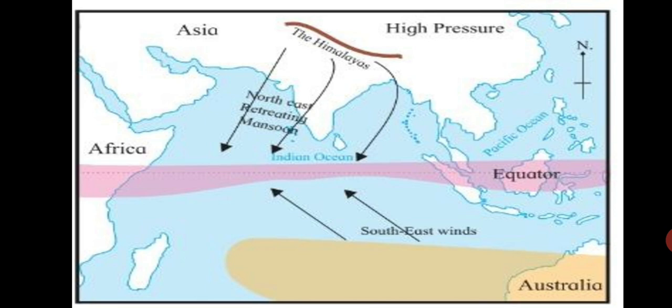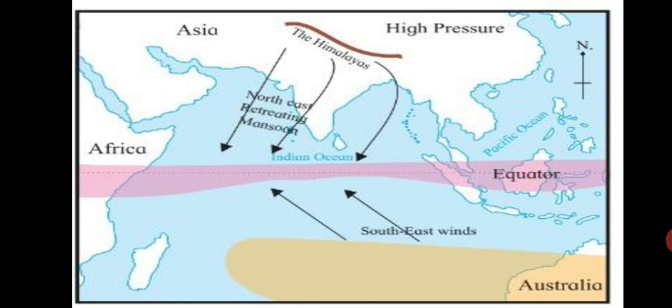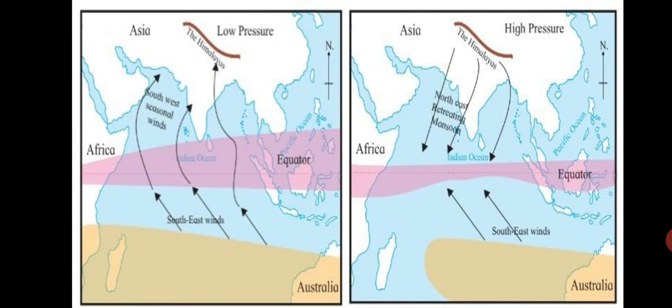Okay, so you have studied about monsoon winds here. Two types of monsoon winds, which are the southwest monsoon winds and northeast retreating monsoon winds. Okay, now you can see in this picture southwest seasonal winds, that is southwest monsoon winds, and northeast retreating monsoon, that is northeast retreating monsoon winds.